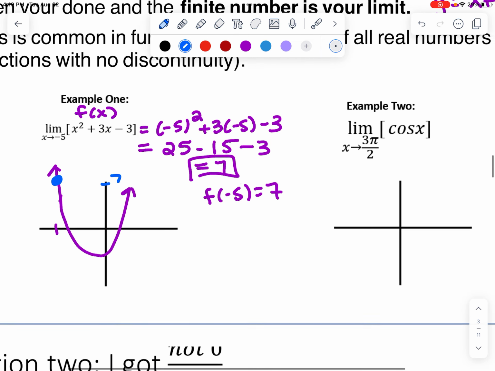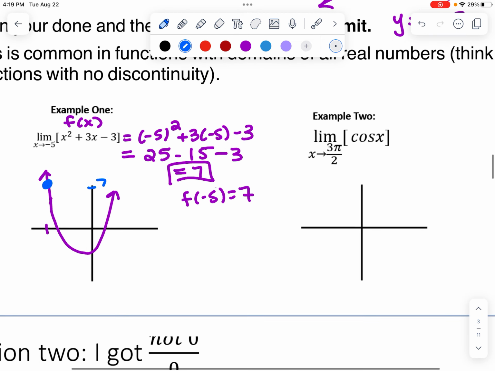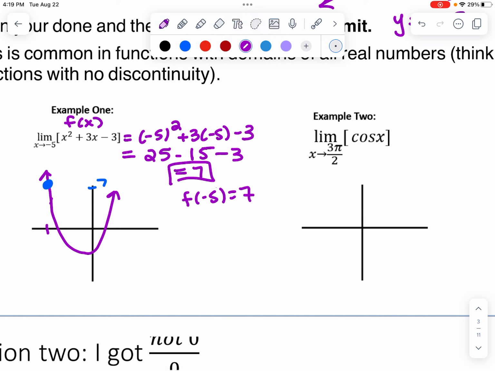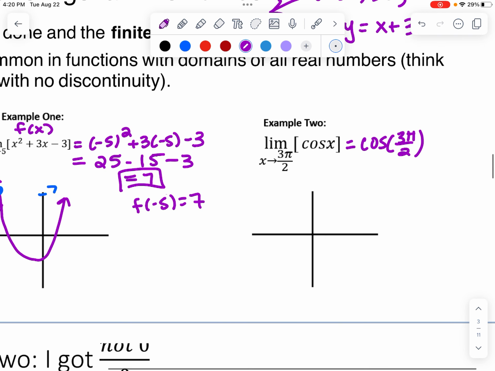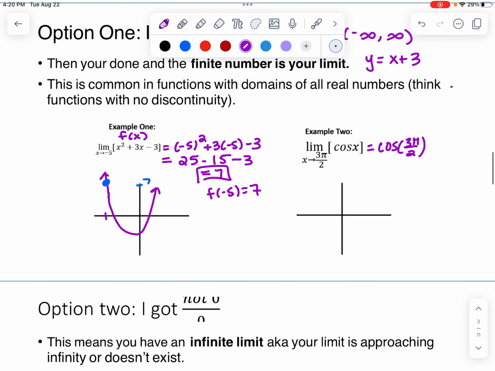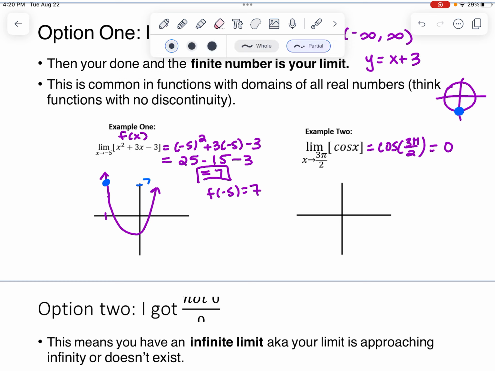I feel like cosine we tend to think is a complicated function, but it's really not too bad. If I were to plug in cosine of 3 pi over 2 here, where I'd be at on the unit circle, if you can picture the unit circle right here, I would be at this point right here. Cosine goes with x. X is 0 there. So cosine of 3 pi over 2 is 0. So that's what the limit is. And that's also what the function value is.